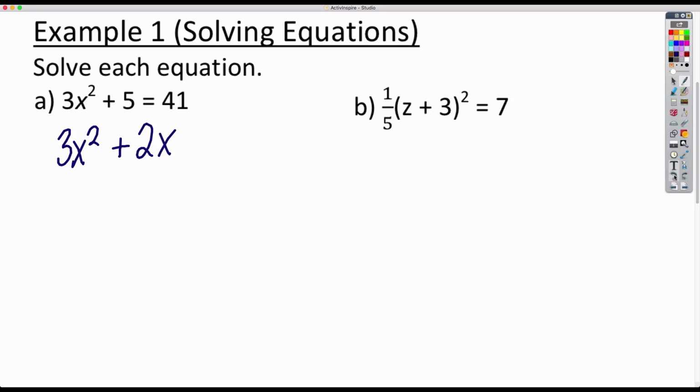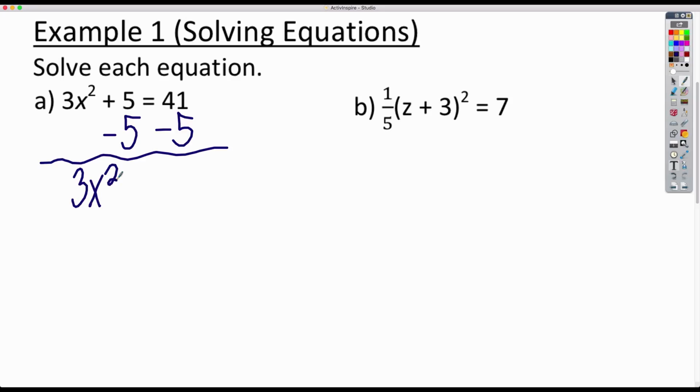So in this case, we solve it more like when you solved linear equations way back at the beginning of Algebra 1. Which means we get the x squared on one side and everything else on the other. So now we go in the opposite direction. Now you can join me in doing some work. If we subtract 5 from both sides, now we're left with 3x squared equals 36.